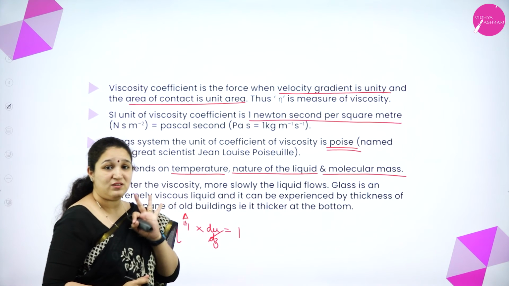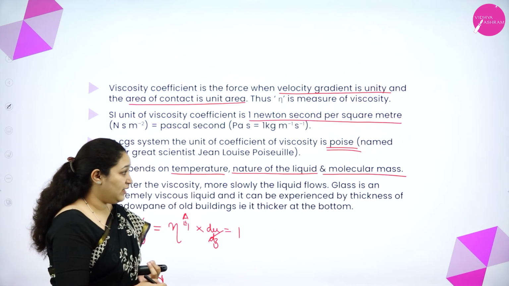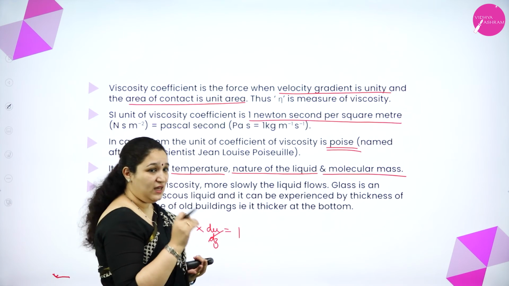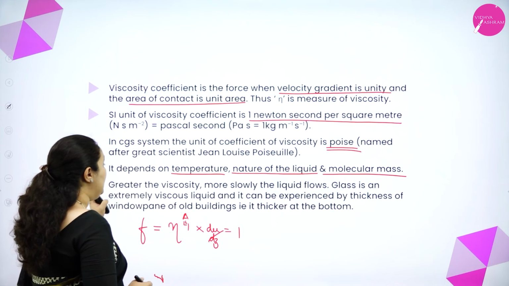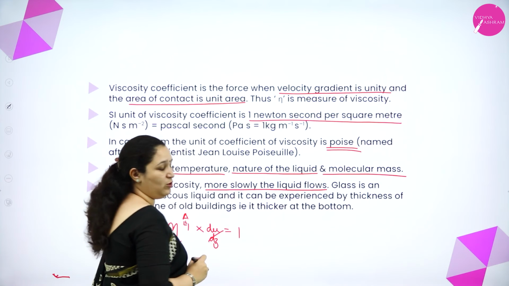Viscosity depends on temperature, nature of the liquid and the molecular mass. So it depends on three factors: temperature, the nature of the liquid, as well as the molecular mass. The greater the viscosity, the more slowly the liquid will flow.